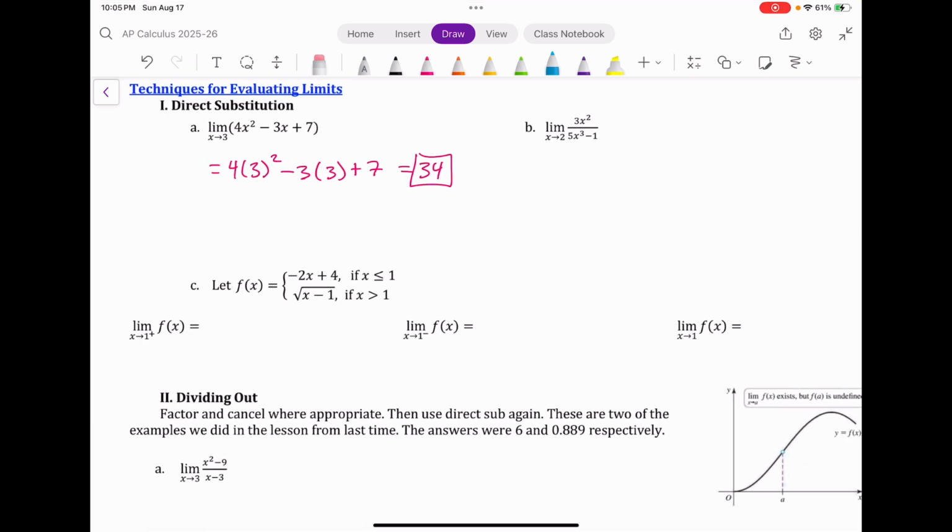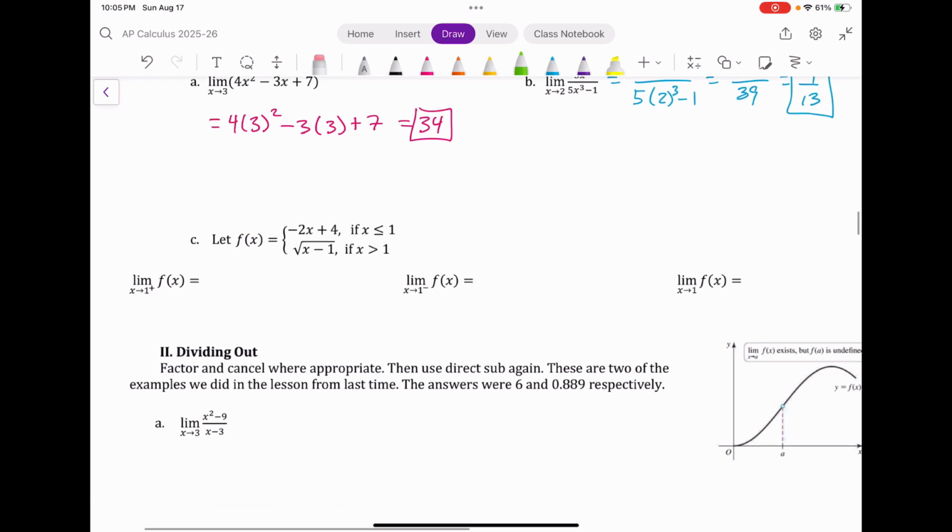For part B, it's a rational function, and rational functions are known to have discontinuities. But same as part A, as long as we can plug in the value we're approaching, get a number that's not undefined, that will be the limit. So we'll plug in the value, and as long as we don't get undefined, we are okay. And so we get 12 over 39, which simplifies to 4 over 13.